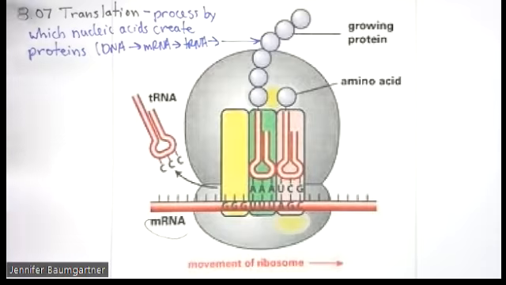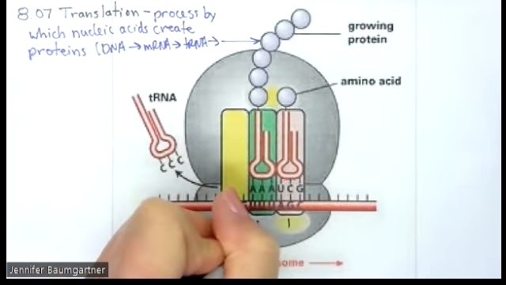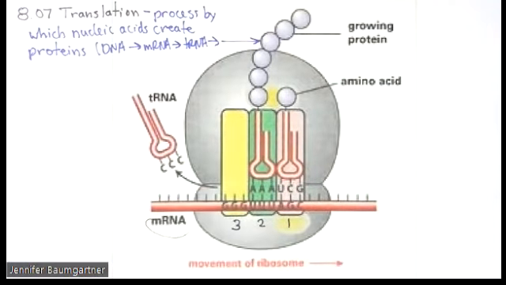What happens is the two ribosome pieces snap together like an Easter egg. If you ever did an Easter egg hunt when you were a kid and you had the plastic eggs, the top side's larger than the bottom side and they snap together, that's how it connects. And then the mRNA gets sandwiched in between. On the ribosome, we have three sites where the tRNA combines. We have site 1, site 2, and site 3.